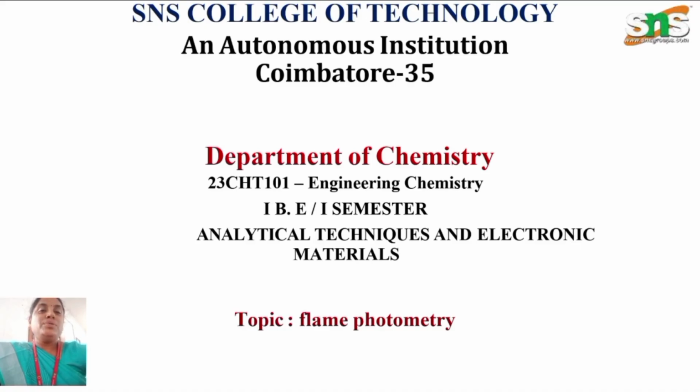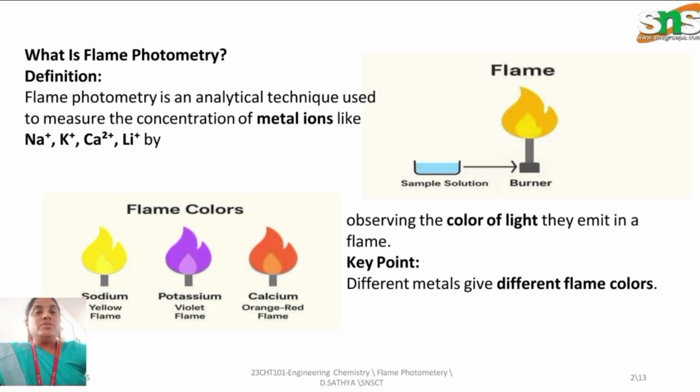Today we are going to discuss flame photometry. So what is flame photometry? Flame photometry is also an analytical technique. In spectroscopy, we use basic techniques like UV-visible, IR, and atomic absorption spectroscopy. In the same way, flame photometry is an analytical technique. It is used for determining the concentration of metal ions like sodium, potassium, calcium, and lithium. These are the metal ions we can calculate using flame photometry.